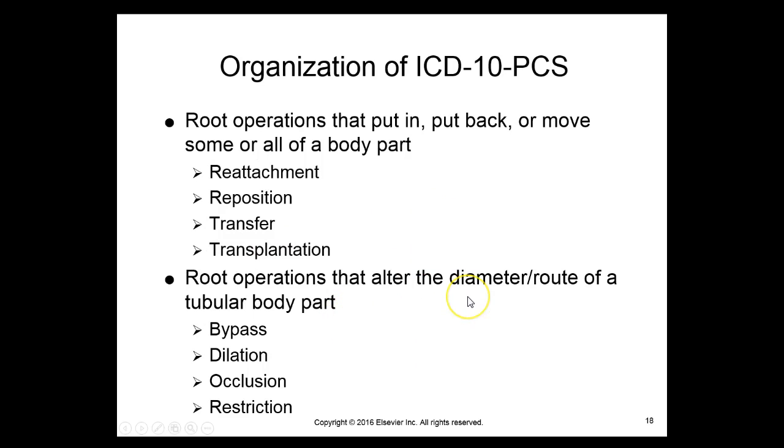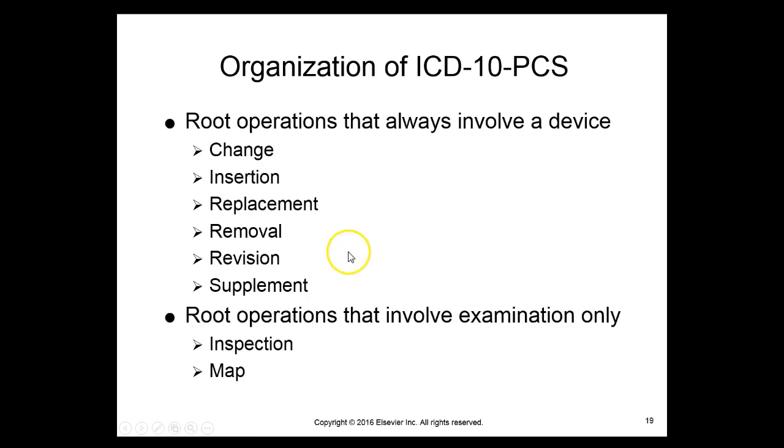There are root operations that alter the diameter of a tubular body part. So a CABG is coded to a bypass. PTCA is a dilatation. And then we have an occlusion. So for instance, if we're just narrowing the lumen, it would be restriction. But if we're doing a tubal ligation, then we want occlusion. We want that completely obstructed.